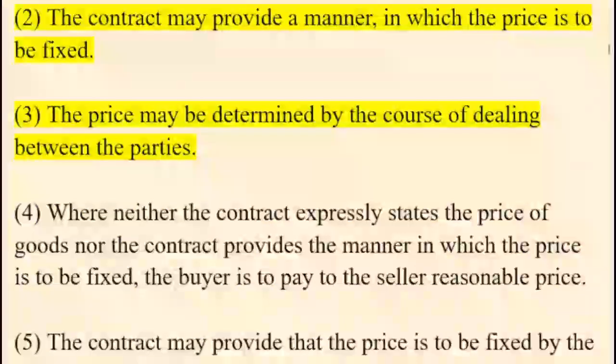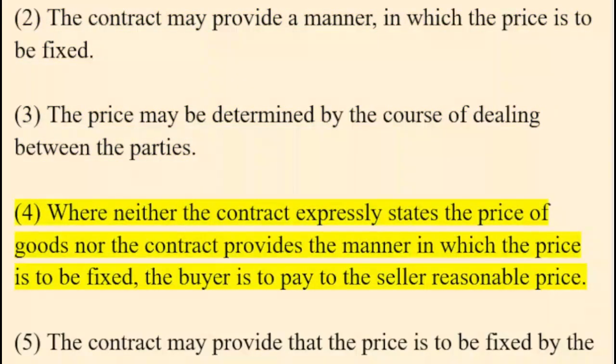2. The contract may provide a manner in which the price is to be fixed. 3. The price may be determined by the course of dealing between the parties. 4. Where neither the contract expressly states the price of goods nor the contract provides the manner in which the price is to be fixed, the buyer is to pay the seller a reasonable price.